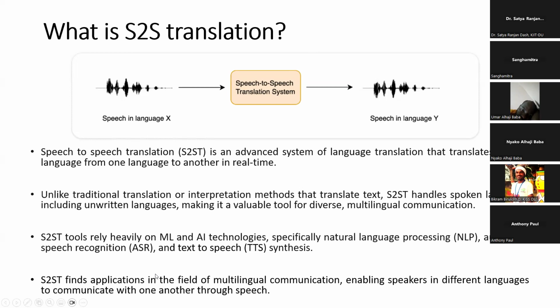Now, if I were to define a speech-to-speech translation system, I would say it's an advanced system of language translation that translates spoken language from one language to another in real time or near real time. It is expected to operate in real time or near real time. Such tools rely on machine learning and artificial intelligence technologies, and specifically on NLP, that is natural language processing, ASR, that is automatic speech recognition, and TTS, that is text-to-speech synthesis or speech synthesis.